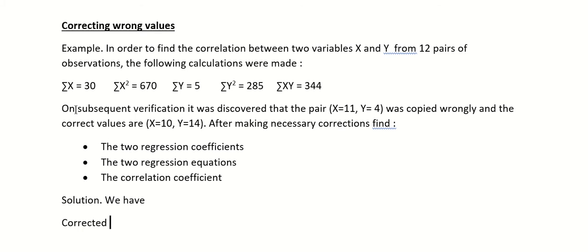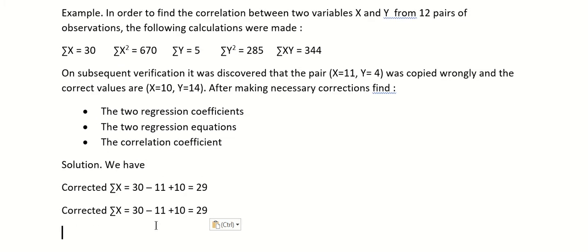The summation of x is given to us as 30. Now 11 is the wrong value, as given in the question. So I'll subtract 11, and in place of 11 the right value is 10, so I will add 10. So the corrected summation of x is 29 here, right? Now similarly we have to calculate the corrected summation of y.